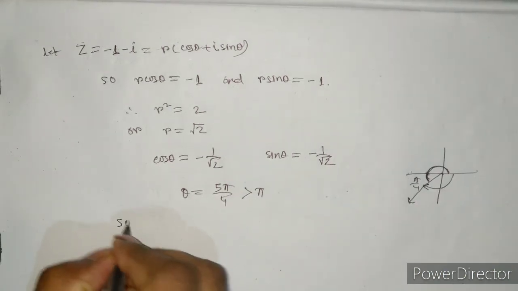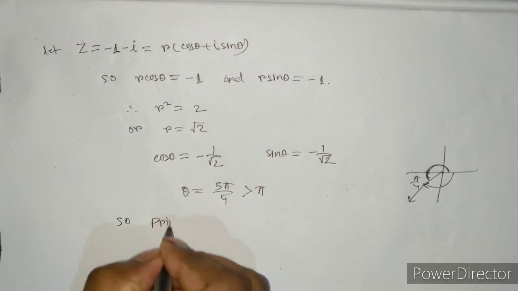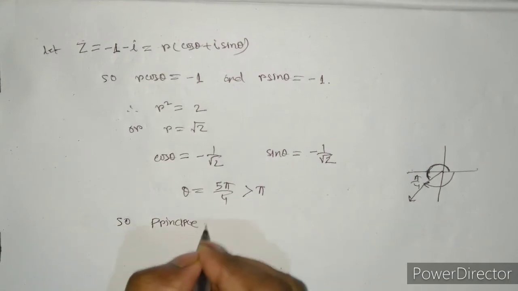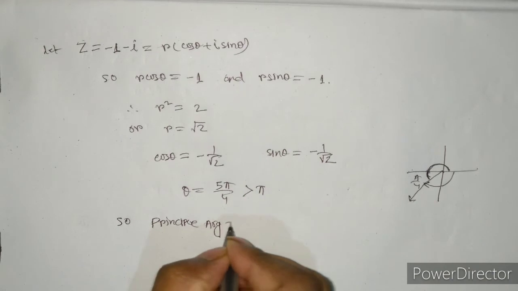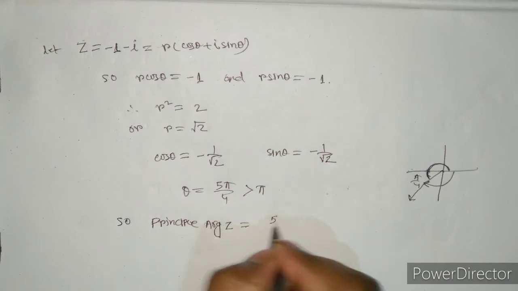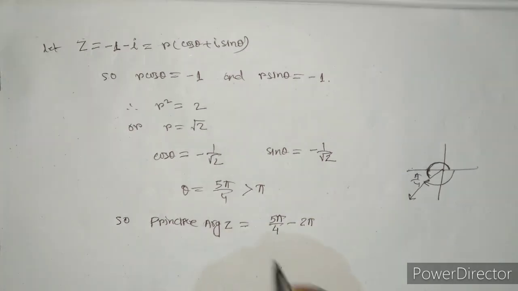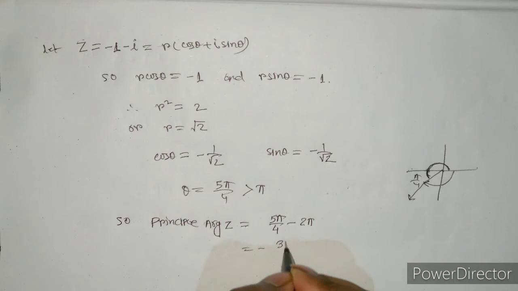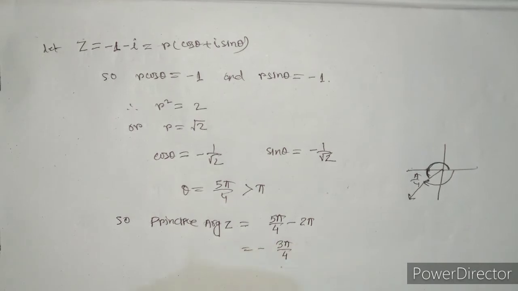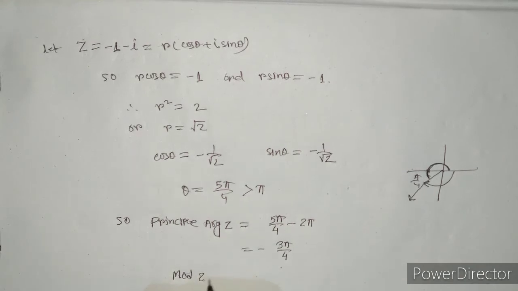So the principal argument of z equals 5 pi by 4 minus 2 pi, that is minus 3 pi by 4, and mod z equals root 2.